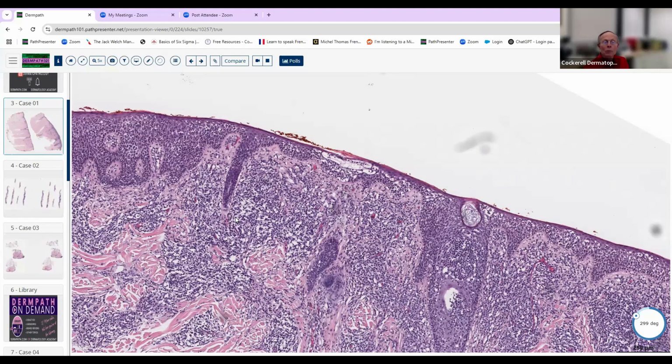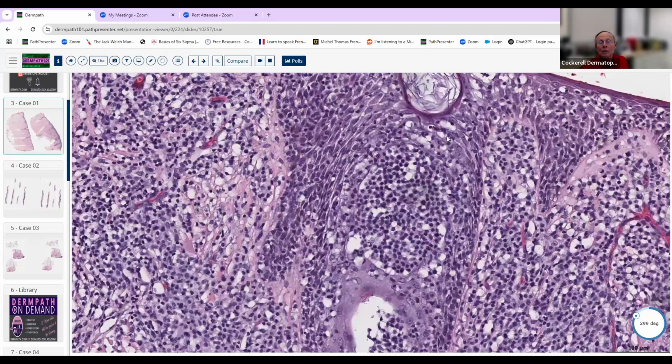Lymphomatoid papulosis can be associated with CD30 positive large cell anaplastic lymphoma. It could also be associated with Hodgkin's disease. So make sure you understand how CD30 positive diseases are related to one another. And then also I would recommend understanding the various patterns of MF.